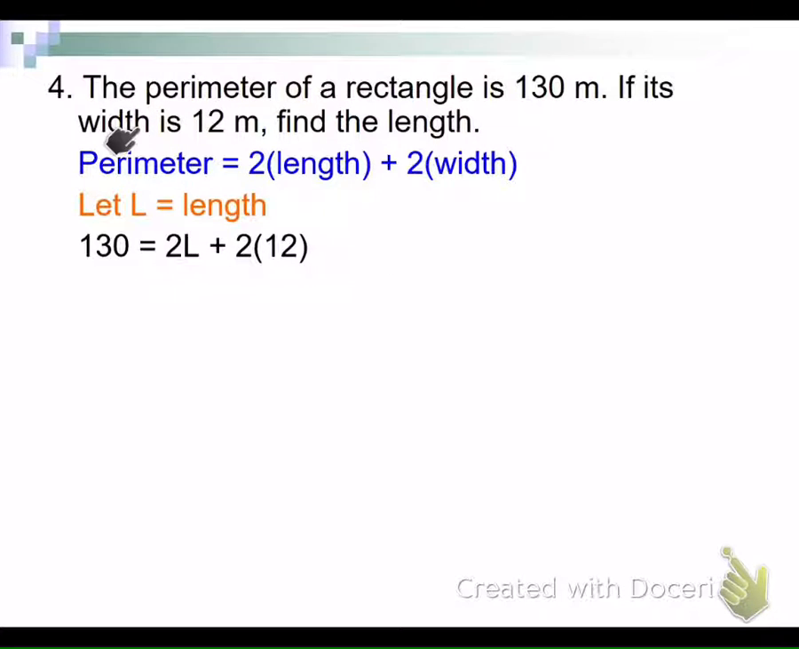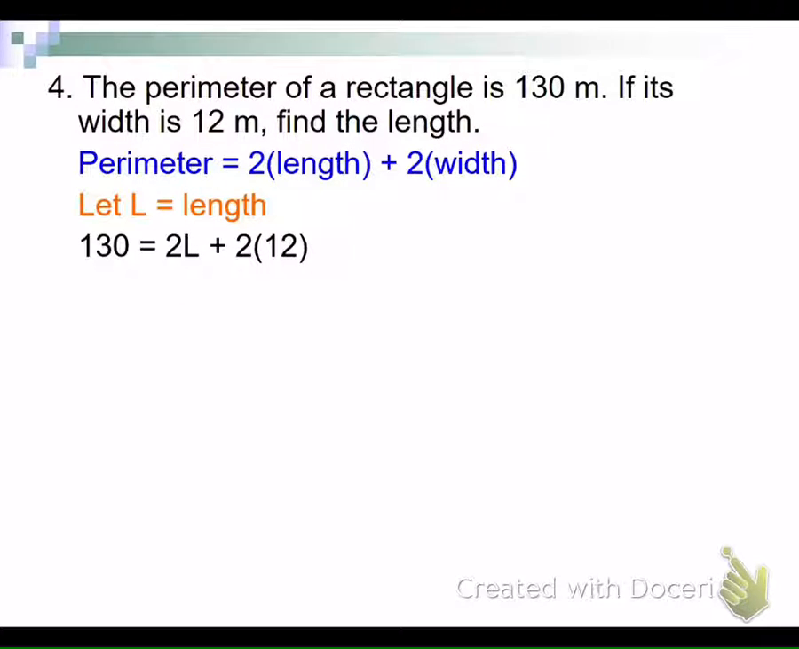See, it's right here. So we'll start with the original formula, 2L plus 2W. W we already know, it's 12. L is what we're finding, so I am going to let L stand for the length. L equals the length of the rectangle in this case. And then you just plug in what you know to P equals 2L plus 2W. So perimeter, 130, width, 12. L is length because I don't know that, and now I can solve.